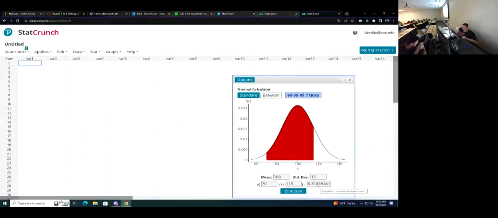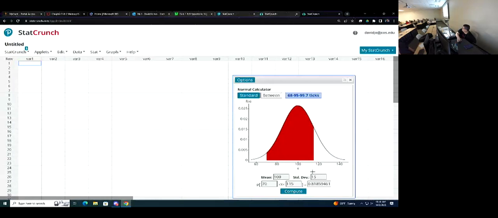This says 0.8186. The probability that 70 is less than or equal to X, less than or equal to 115, is 0.8186. Notice if I click on these two tabs, see on the bottom it does every 20 right here? 60, 80, 100, 120, 140. Well, if we wanted to do the tick marks from the empirical rule, we click on it and it changes to the empirical rule.